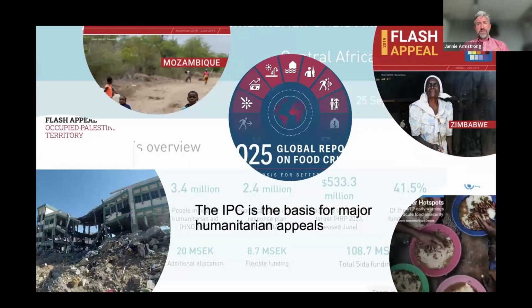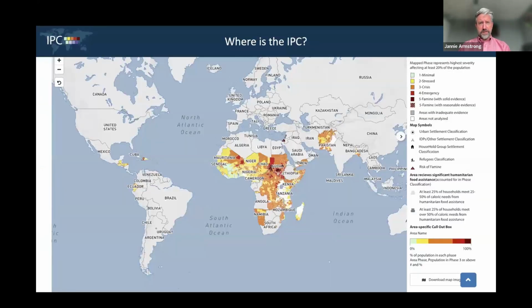The information we produce and the analysis we produce is the foundational basis for a number of major humanitarian appeals, humanitarian needs overviews, flash appeals, and the flagship document that our findings are combined into is the Global Report on Food Crisis, which comes out every spring, usually April or May, reporting mostly on IPC data. But we are used in a range of other means, as you can see across these here.